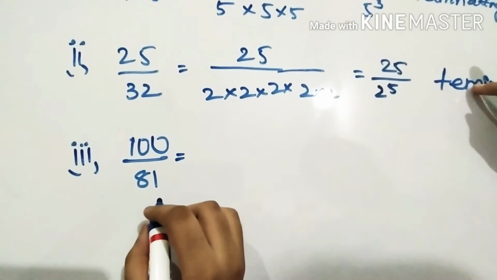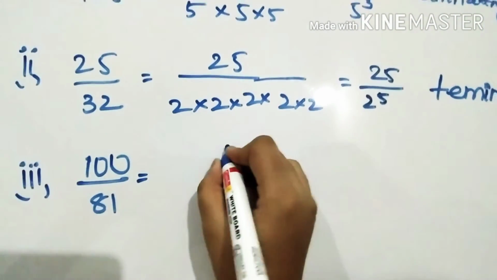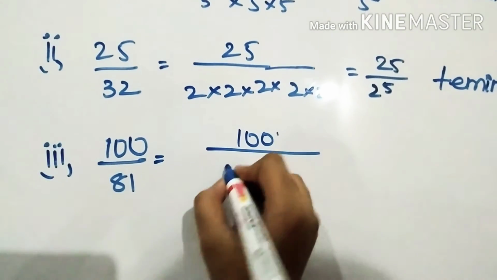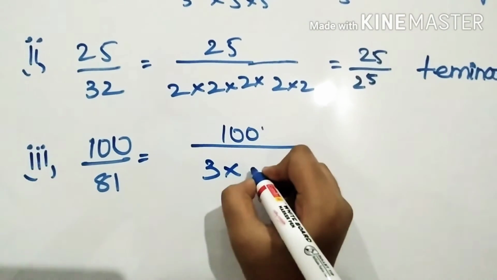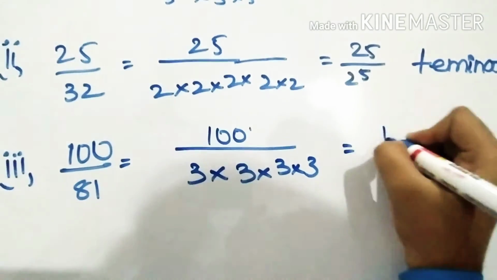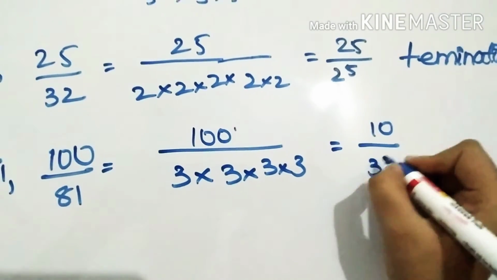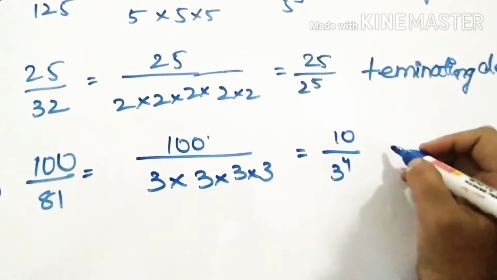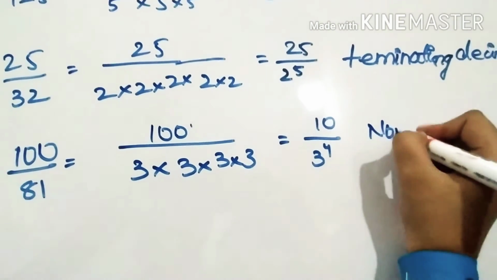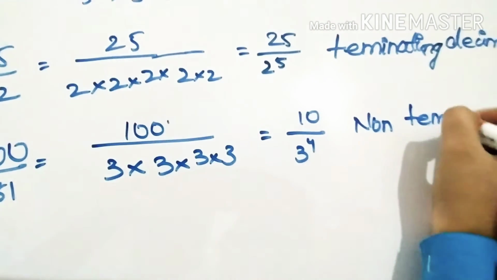So the next number is 100 by 81. 81 we can write as 3 into 3 into 3 into 3, which is 100 by 3 to the power of 4. It is not in the form of 2 raised to n into 5 raised to m, so it is a non-terminating decimal.